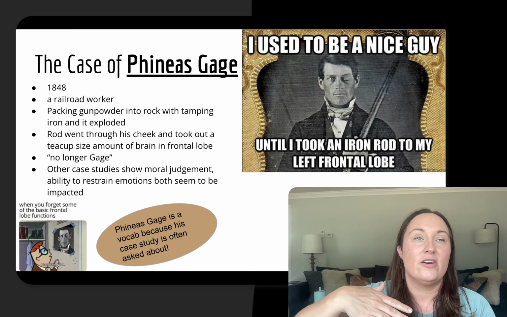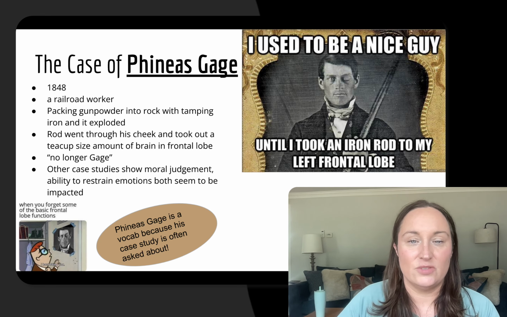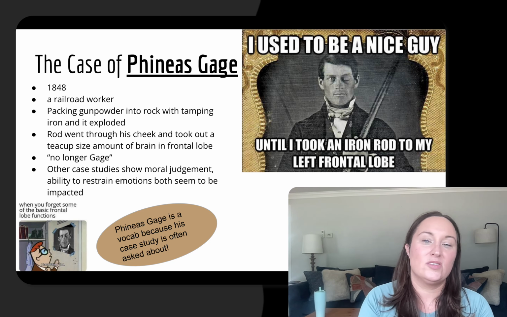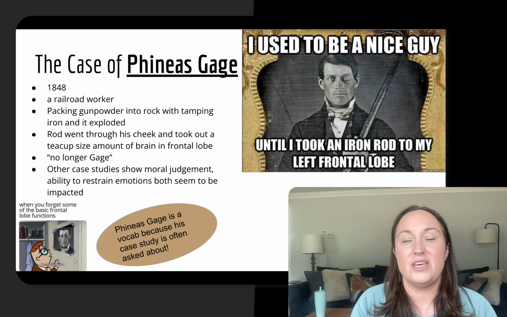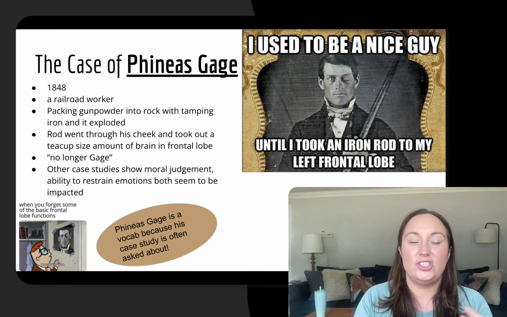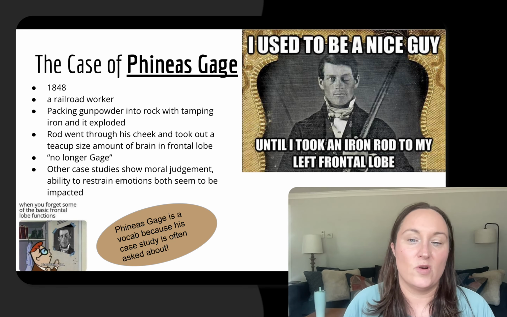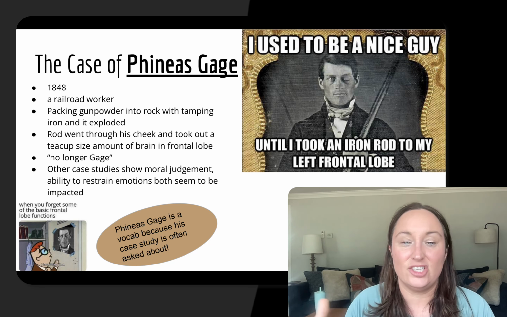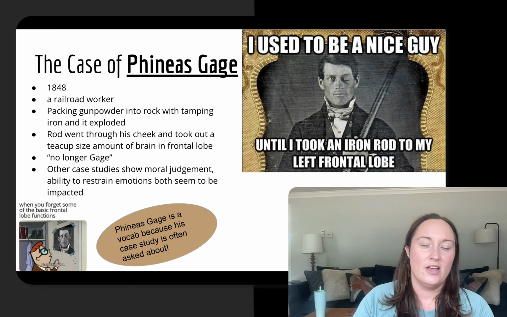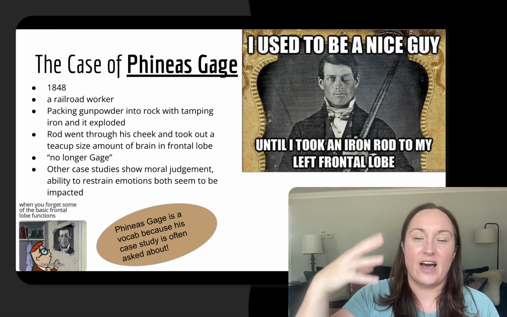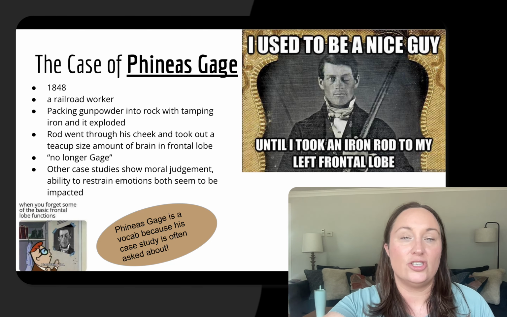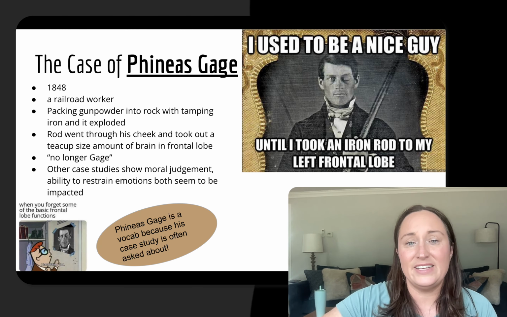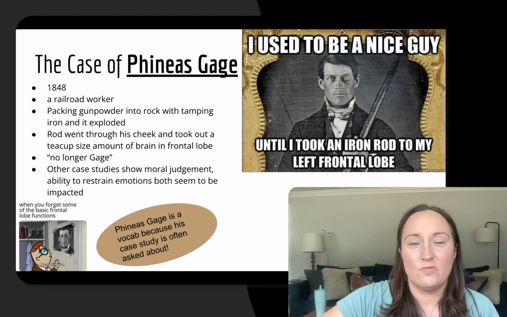And he was no longer Gage, is what his friends would say. His personality, which was able to be more of a leader, be more congenial, changed. He wasn't himself anymore. So they realized that the front part of his brain, which is what he lost, is important and related to our judgment, our decision making, and our personality. This is a case study example of why we can't replicate this.